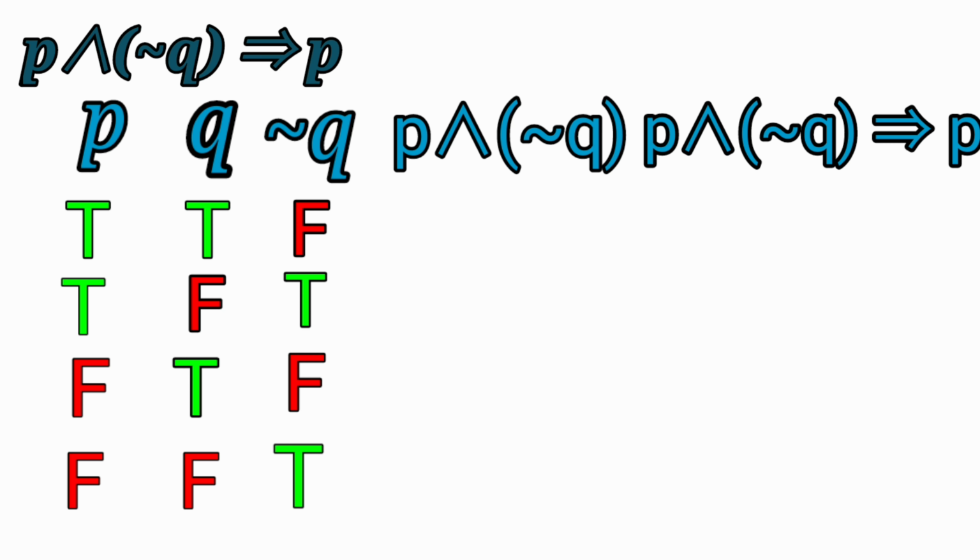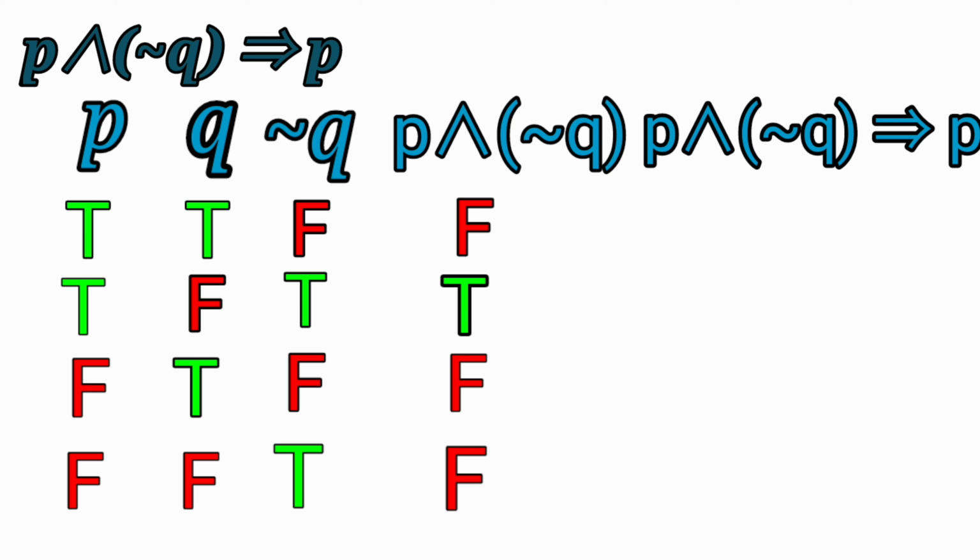That's why here once you observe first column and third column, we can see in the second row only both are true, and in the remaining cases both are not true. That's why only in the second row P and negation Q will be true, remaining three cases will be false.